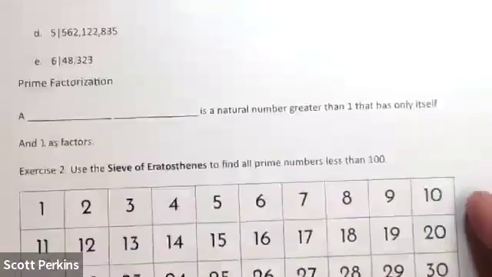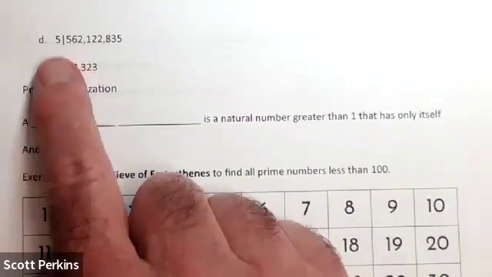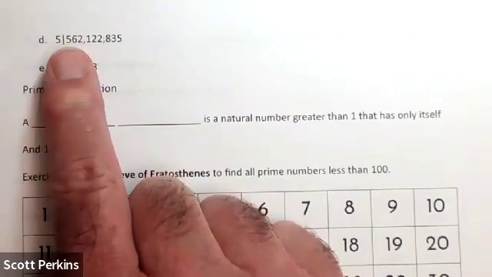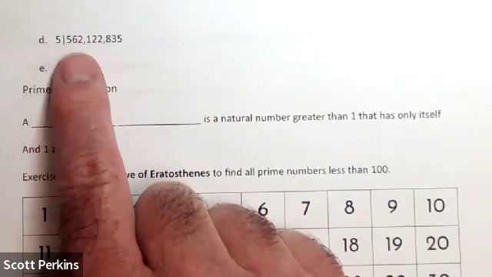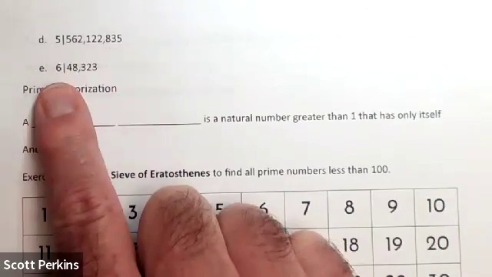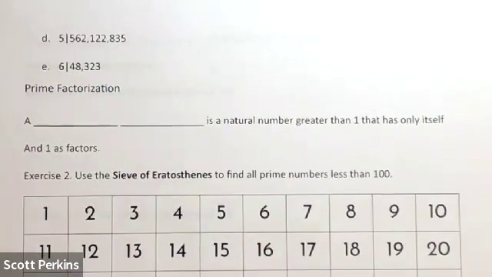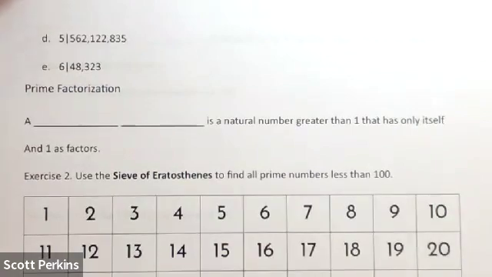All right, we're going to flip the page. There's a couple more examples on this page. I want you to pause the video once again, and I would like you to determine, is 5 a divisor of 562,122,835? And then is 6 a divisor of 48,323? Be back in just a moment.